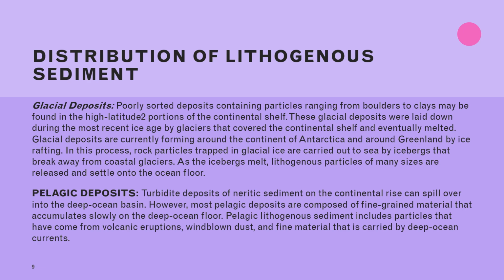As the icebergs melt, lithogenous particles of many sizes are released and settle onto the ocean floor. Now let's discuss the pelagic deposits. Turbidite deposits of neritic sediment on the continental rise can spill over into the deep ocean basin. However, most pelagic deposits are composed of fine-grained materials that accumulate slowly on the ocean floor. Pelagic lithogenous sediment includes particles that have come from volcanic eruptions, wind-blown dust, and fine material that is carried by deep ocean currents.